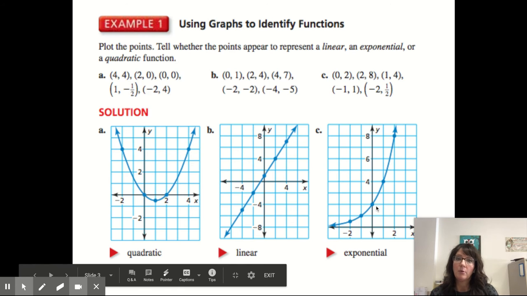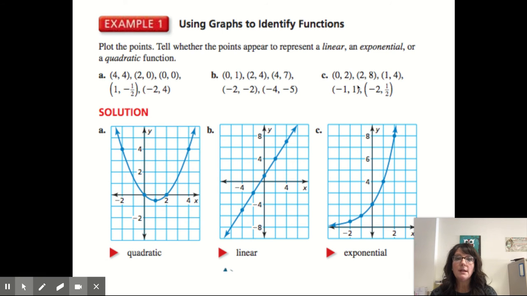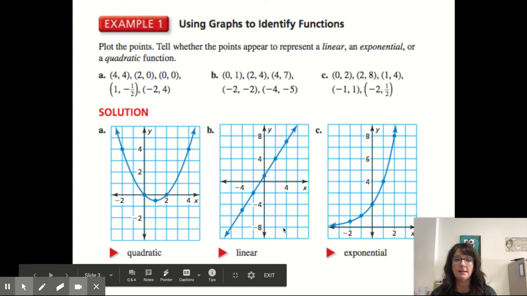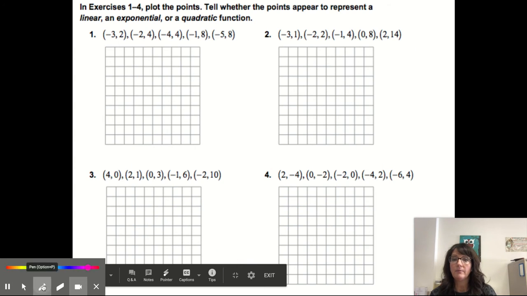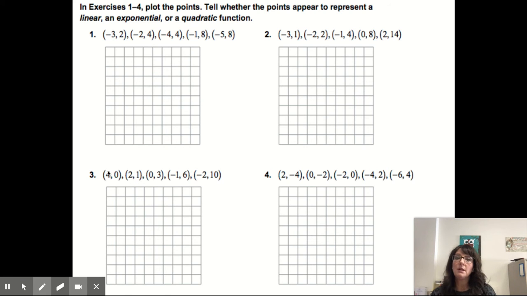So moving right along. The first thing we're going to do is plot the points and then determine which type of graph it is. So let's give it a try. Page 273 in your journal.